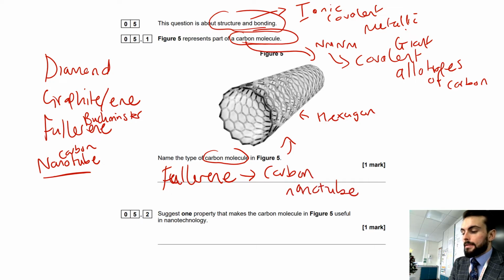You can't say Buckminster fullerene for this one, because that's the one where it's the sphere of 60 or 70 carbons, which is not what this is. So you can't say that one. So it's just those 2 answers.